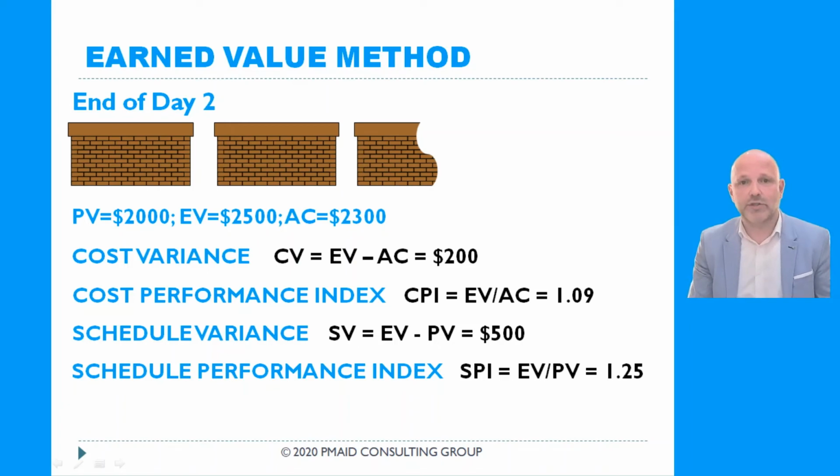What is our cost variance? It is the difference between the earned value and the actual cost. In this case, it is $2,500 minus $2,300. It is $200. Our cost performance index, CPI, is earned value divided by the actual cost, and it is 1.09. Cost performance index, which is greater than 1, means that we are under budget, which is a good indicator.